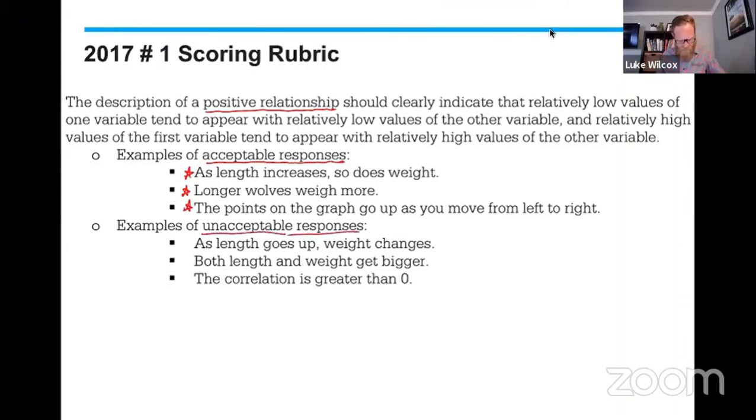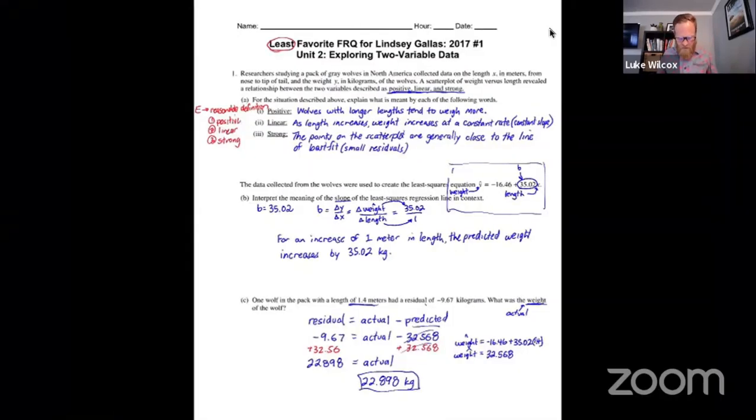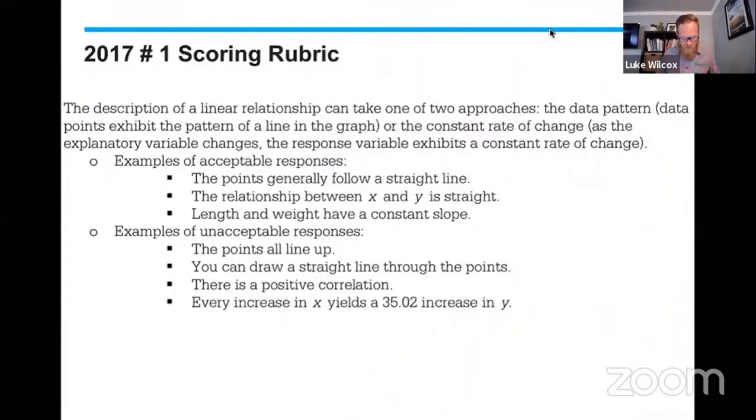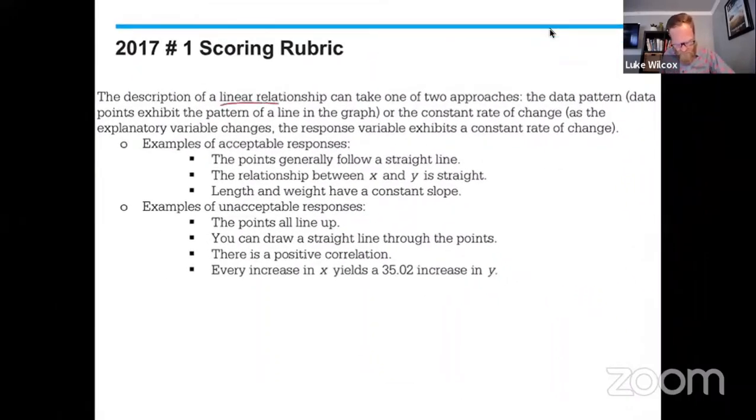Unacceptable responses: as length goes up, weight changes. Well, which way does weight change? Does it go up or does it go down? Both length and weight get bigger. Well, does that happen together or in opposite directions? We don't know. And then the correlation is greater than 0, also an unacceptable response there. So I would say that our solution looks okay here because we said longer lengths tend to weigh more. Now for linear, let's look at the rubric for linear. Linear relationship.